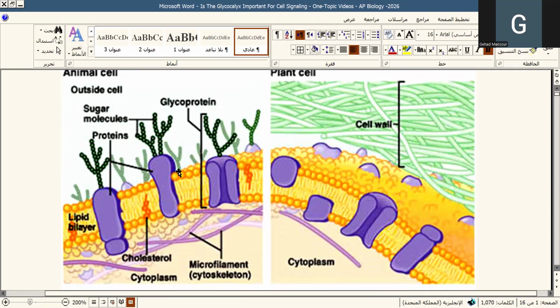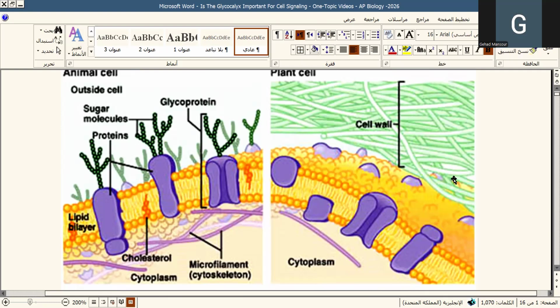But most importantly, on the outside, we can see that we have carbohydrate molecules or sugar molecules. So actually, what is a glycoprotein? It is a molecule that is made up of a protein subunit and a carbohydrate subunit, which we refer to here as a sugar molecule.